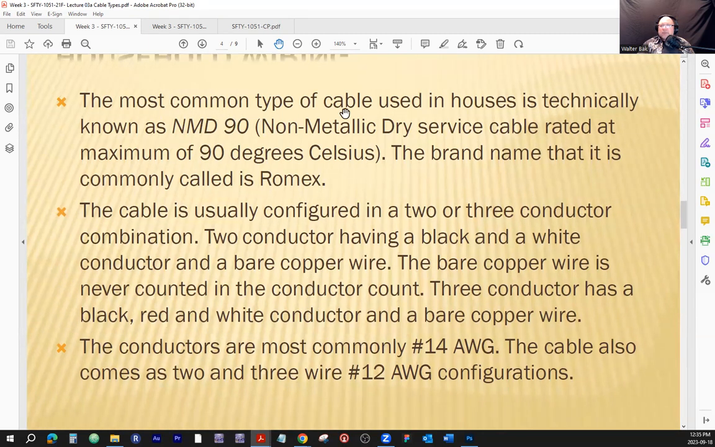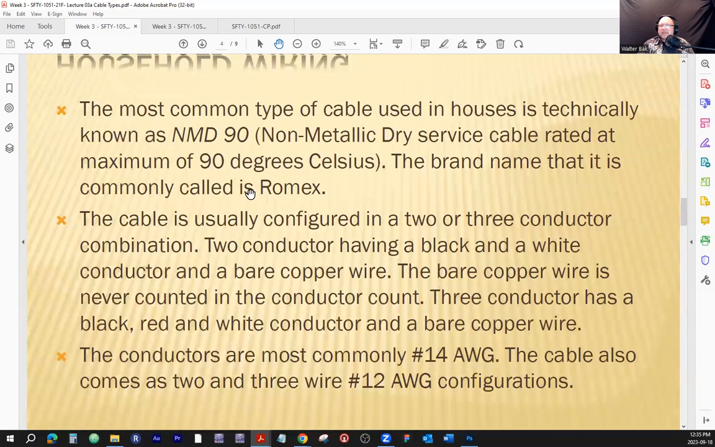All right, the most common type of cable used in houses is technically NMD90. Did we just? Yeah, we did that.